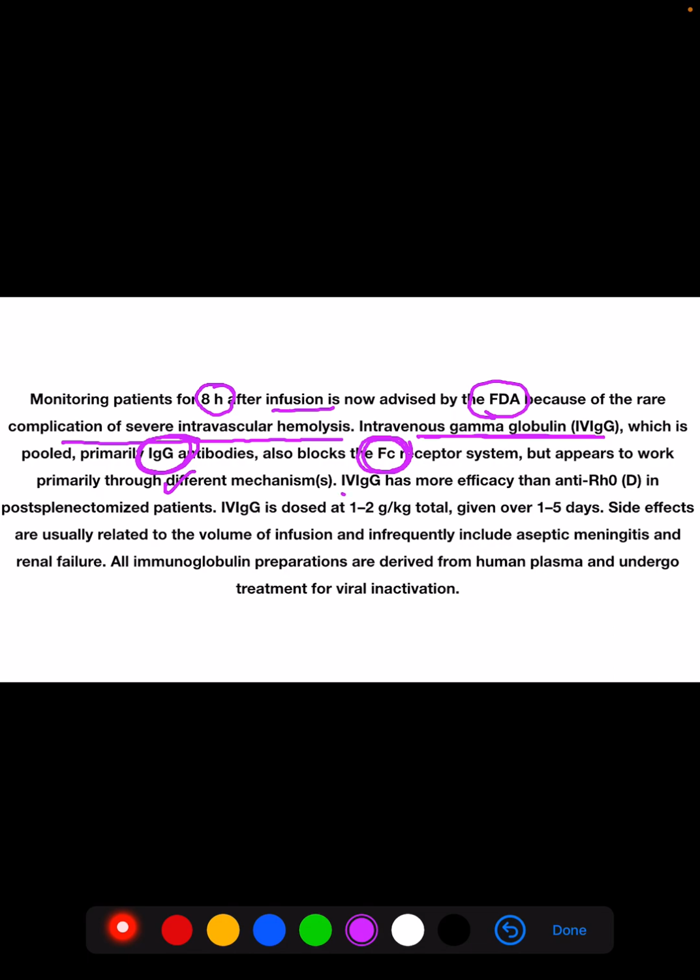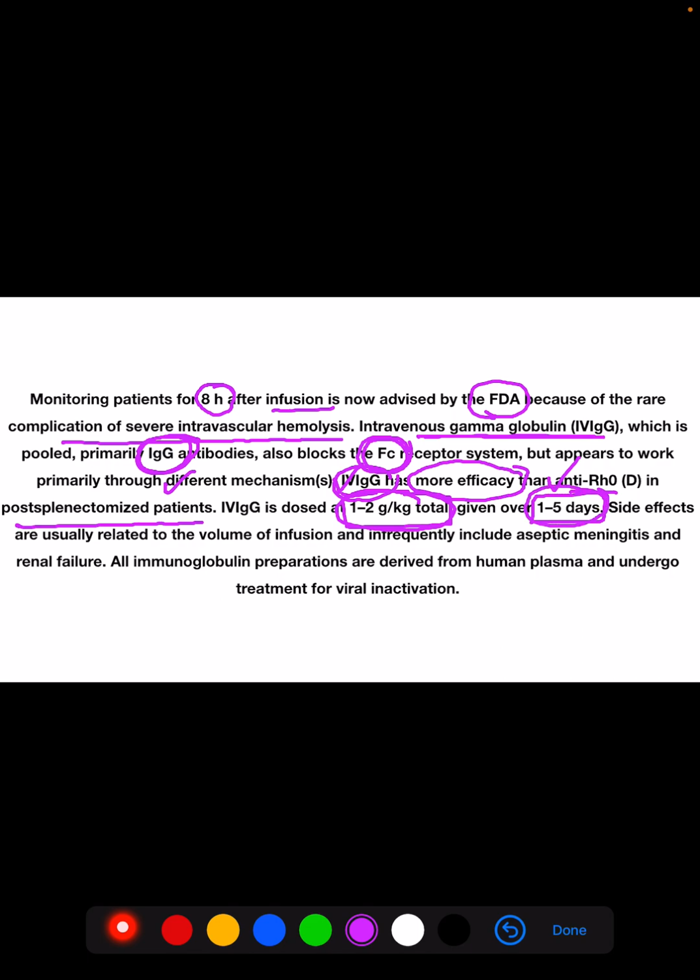If we take this IV IgG, it has more efficacy than anti-Rho in post-splenectomized patients. If we compare IV IgG and anti-Rho immunoglobulin in post-splenectomized patients, which has more efficacy? IV IgG has more efficacy. What is the dose of this IV IgG? It is 1 to 2 gram per kg in total, given over 1 to 5 days.